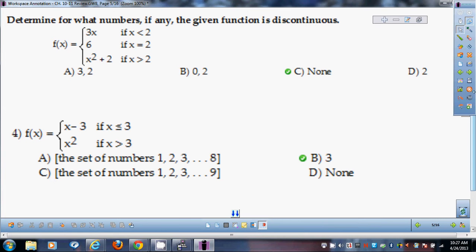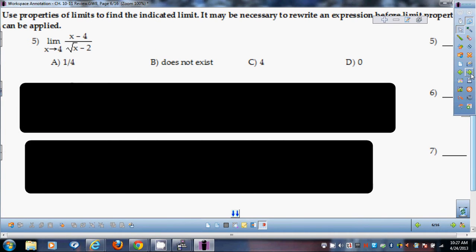Number 5. Use the properties of limits to find the indicated limit. You know the answer? What is it? I'm not going to take guesses, people. I know what you have to do to solve this. Unless I see you doing that, I'm not going to see.